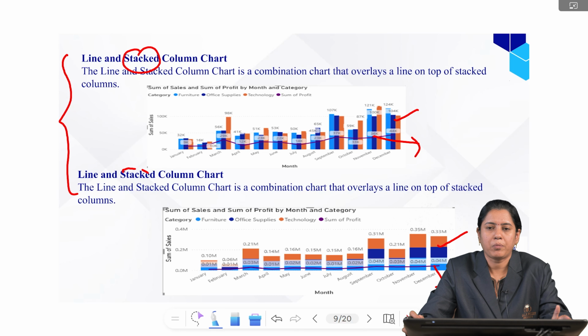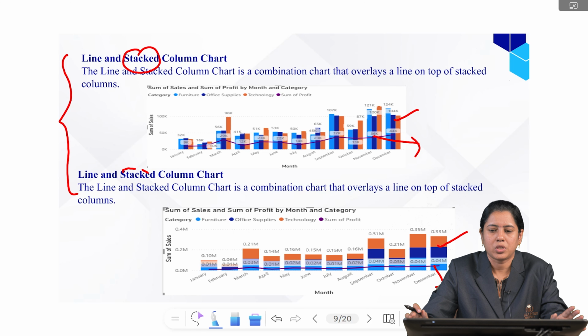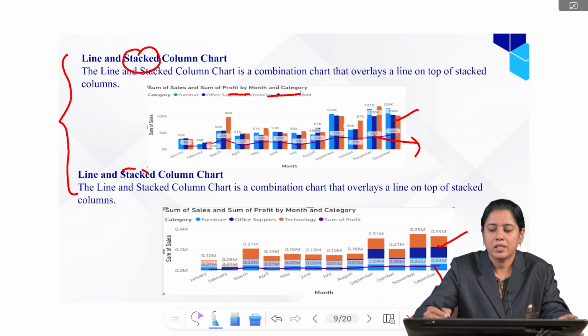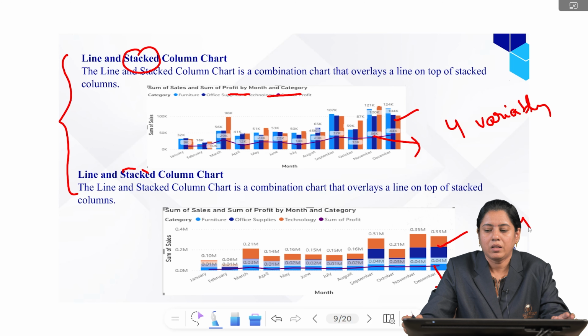We use this type of chart when you want to display category-wise measures information, along with that we want to show the trend over time also. Then the best choice is these two charts. The first one is sum of the sales and profits by the month and the category, so here we used four variables. Here also we used four variables. If you want to draw complex charts and display complex patterns, then the best choice is these two charts.